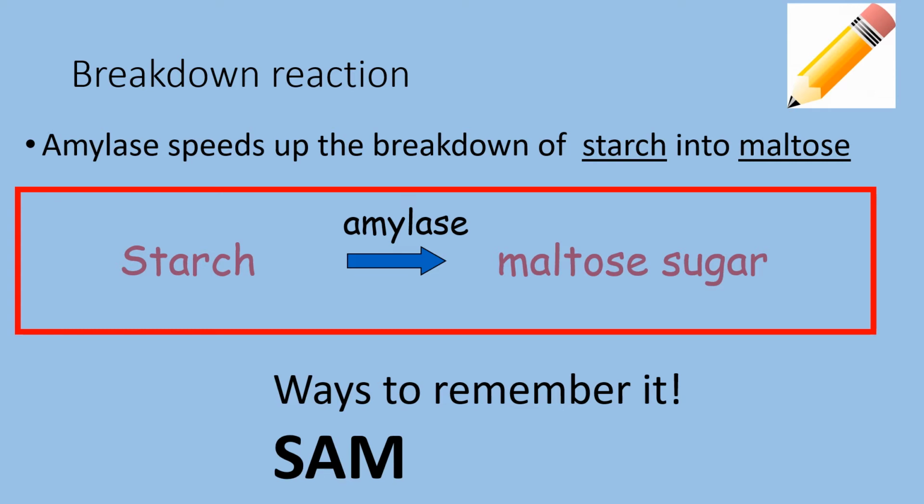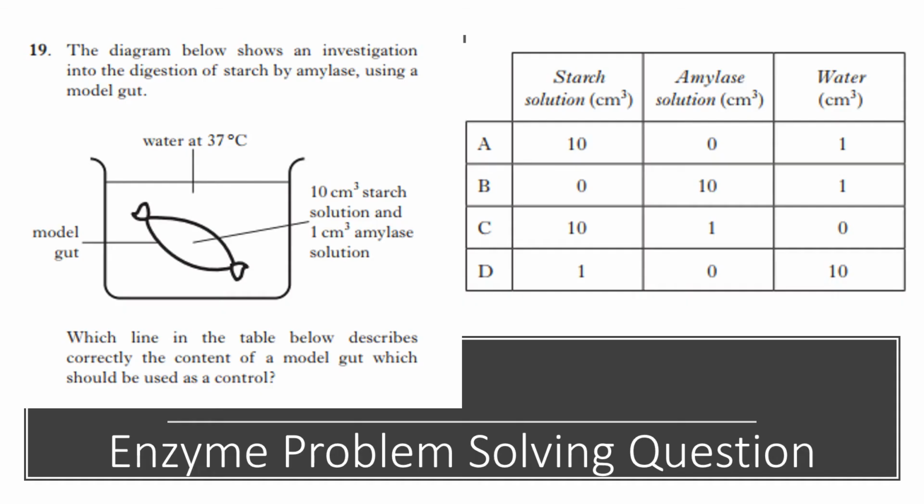You might want to print out the table in the consumables which summarizes all of the different breakdown, degradation and build-up synthesis reactions. So we've got to remember SAM: starch, with the enzyme amylase, goes to maltose. Amylase speeds up the breakdown of starch to maltose.